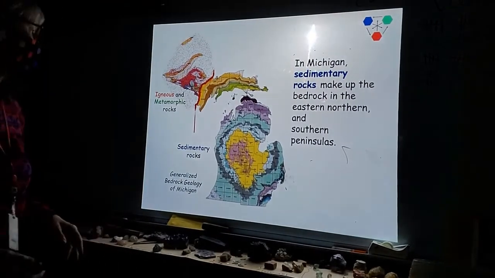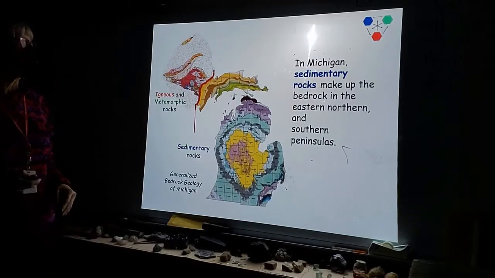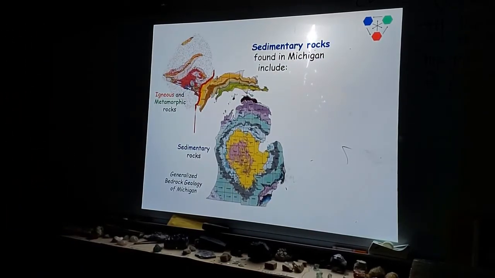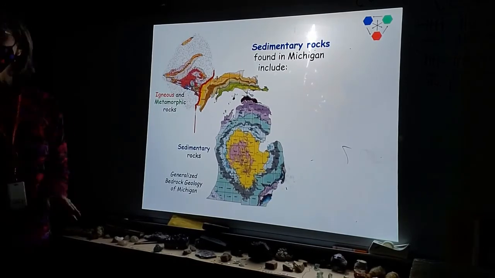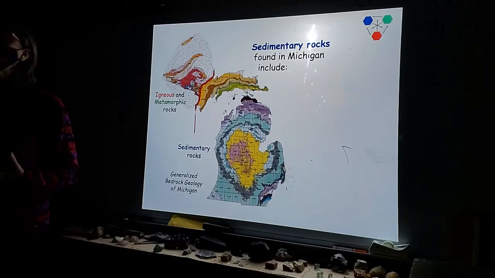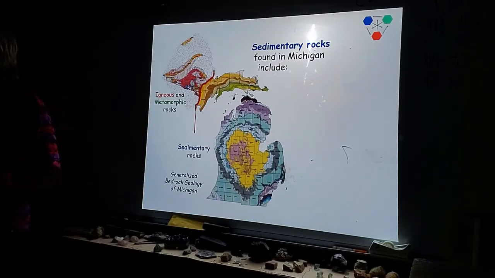Okay, now that your map is colored, and we know that this bedrock is sedimentary and this bedrock is igneous and metamorphic, we're going to talk about the sedimentary rocks that are found in Michigan. Now you will notice at the bottom of your page, underneath the map, there are a bunch of rocks. We're going to be labeling each of them as S for sedimentary, I for igneous, or M for metamorphic, and you're going to find out what those are throughout the rest of the lecture. We're starting with the sedimentary rocks.